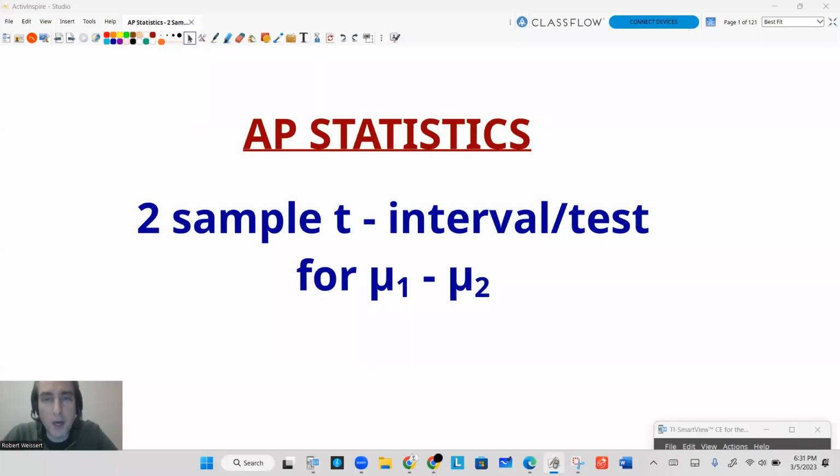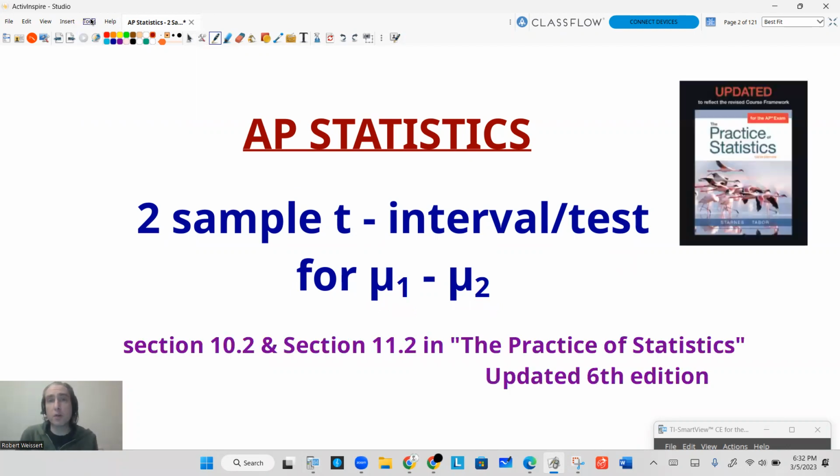In this lesson, we're going to be talking about two sample inferences for means. We'll use mu, mu1 and mu2 as our parameter notations. This is going to be covered in sections 10.2 and 11.2 of your textbook if you use The Practice of Statistics updated 6th edition. If you are just looking at this video from randomly searching and you find this helpful and you don't use this textbook, make sure that you find what part of your textbook this follows along with.